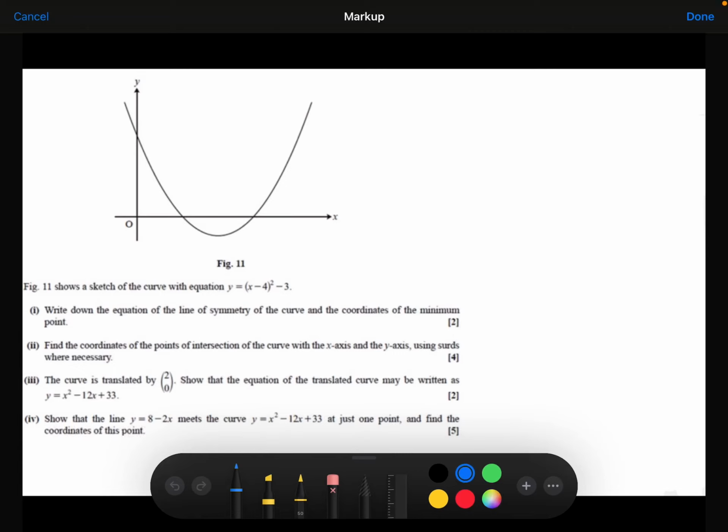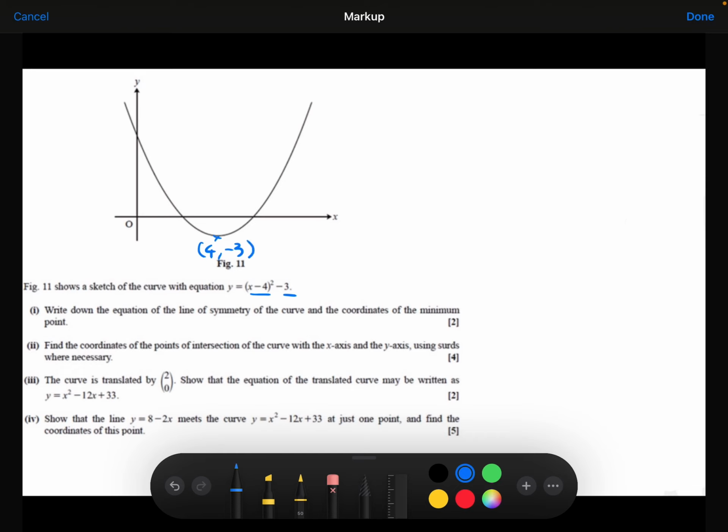Figure 11 shows a sketch of the curve with the equation y equals (x minus 4) all squared minus 3. Part I. Write down the equation of the line of symmetry of the curve and the coordinates of the minimum point. So it's already been given to me in completed square form, so I can say straight away that the turning point is (4, minus 3).